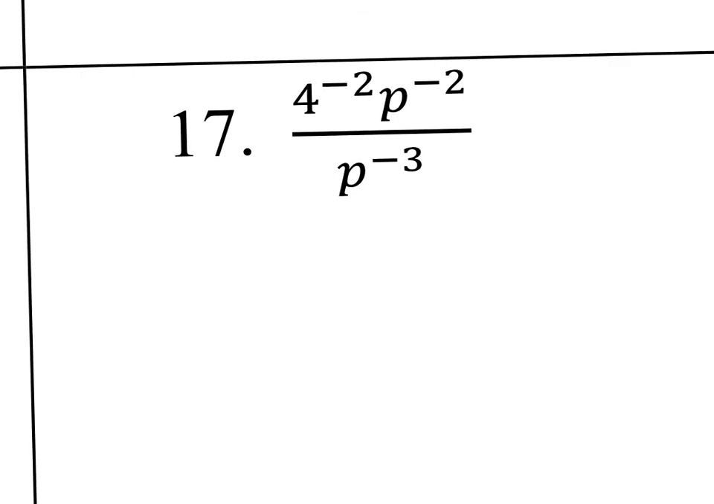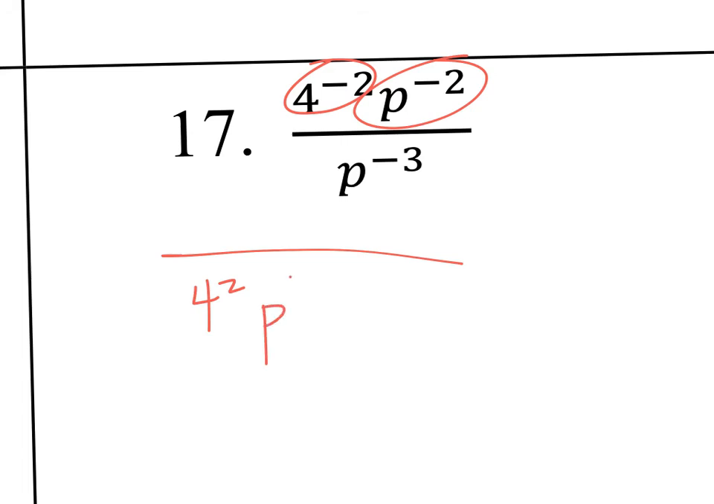I see a bunch of negative exponents. I don't like that, so I'm going to flip a bunch. Go to negative 2, flip it to the bottom. P to the negative 2, flip it to the bottom. P to the negative 3, flip it to the top. I just like working with positive exponents, and as soon as I see negatives, a lot of times I'll just flip them. A little bit of simplifying I can do.